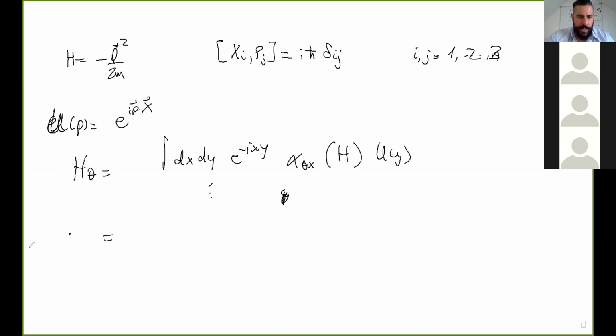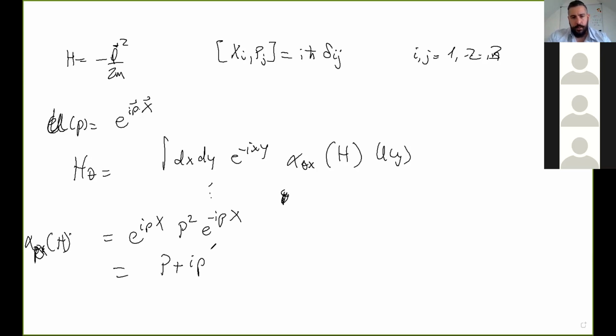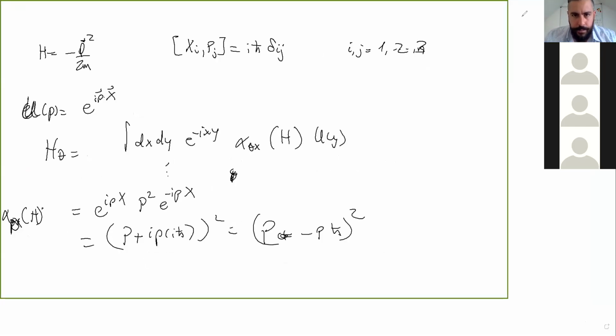Basically, you calculate a lot. Well, we can calculate what alpha theta x of h is. This is e to the i p x, p squared divided by 2m, e to the minus i p x, and that you can just split, and then you take the commutation relations, so you get p plus i p times the commutator of x with p, which gives you i h bar. And then the third one already vanishes, and that's all there is to it. So this is p minus p h bar squared.